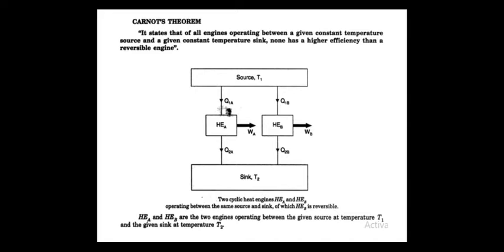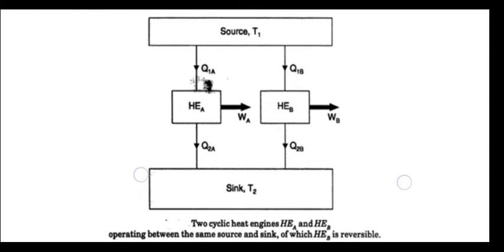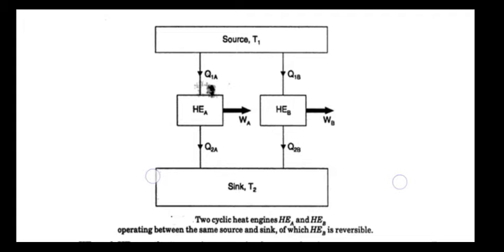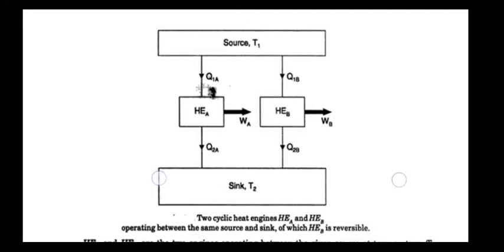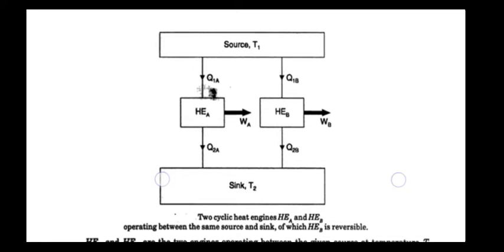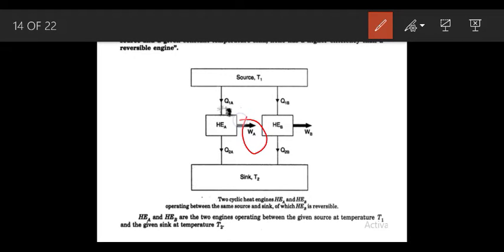Over here in Carnot there is a source, which is given as T1. Heat engine A and heat engine B operate between the same source and the same sink. The work done in heat engine A comes from the heat received from the source, Q1A, and goes back to Q2. The work done is said to be WA for heat engine A, whereas the same thing is done for heat engine B, and the work done is represented by WB.